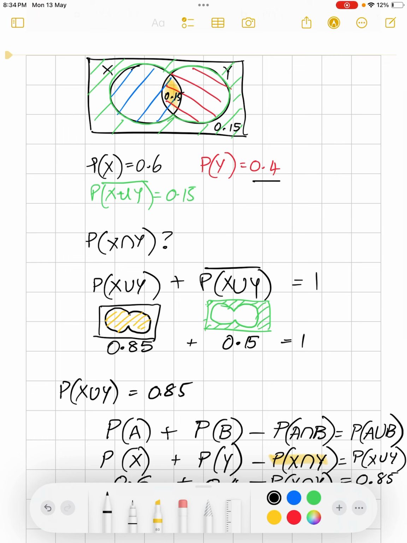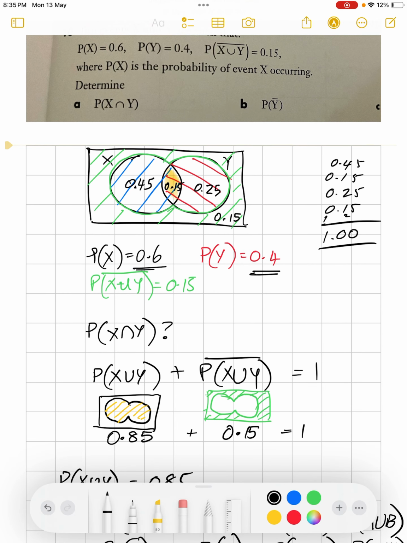By the way, this will be 0.25, so that together they add up to 0.4. This would have to be 0.45, so that both of them add up to 0.6. And if you add those four numbers up, 0.45 plus 0.15 plus 0.25 plus 0.15 together, that should be 4, 5, 6, 7, 8, 9, 10. 1. It adds up to 1.